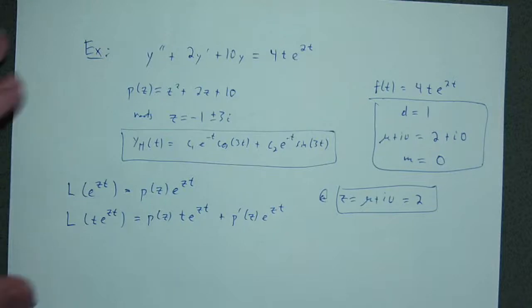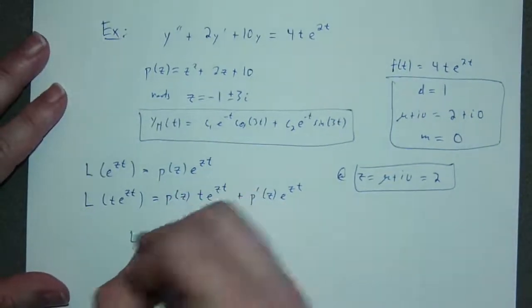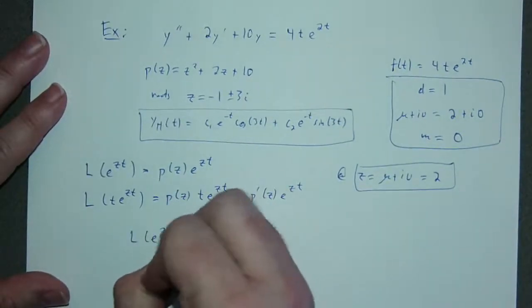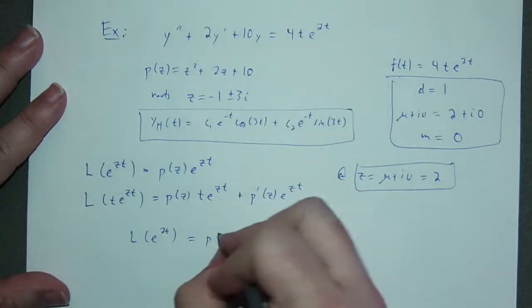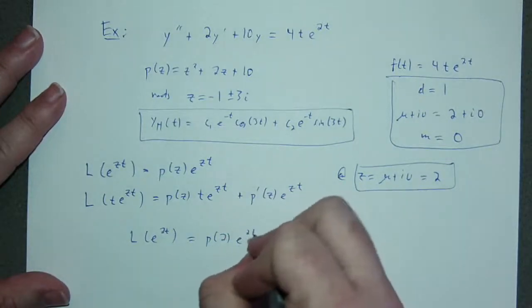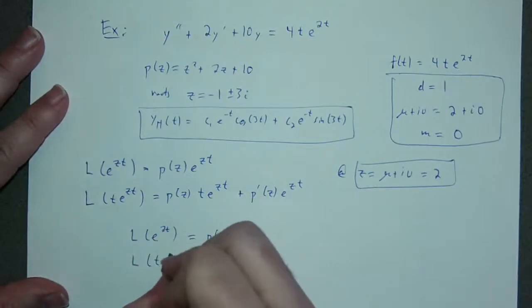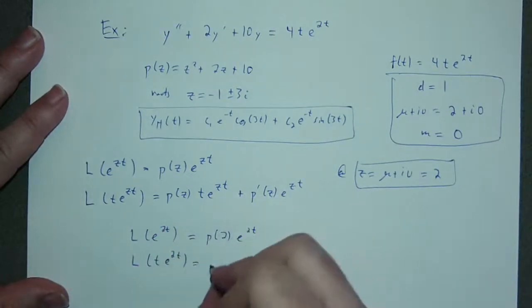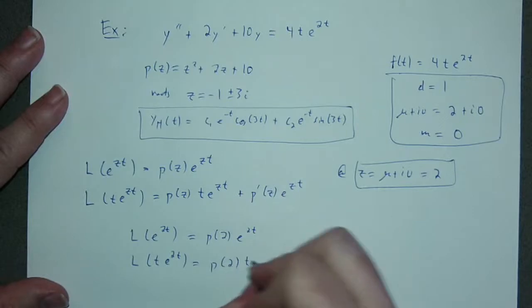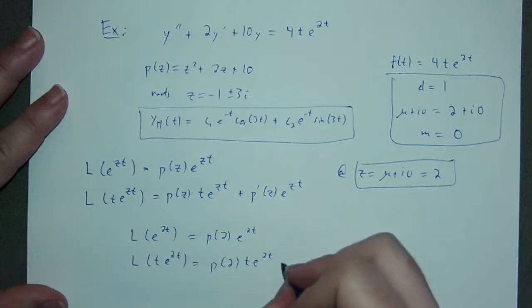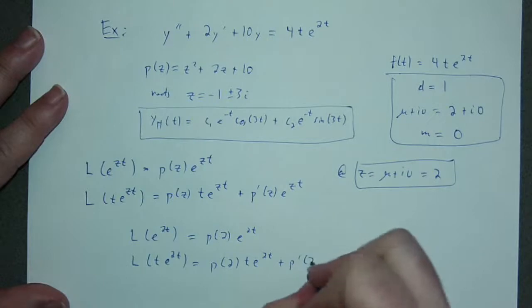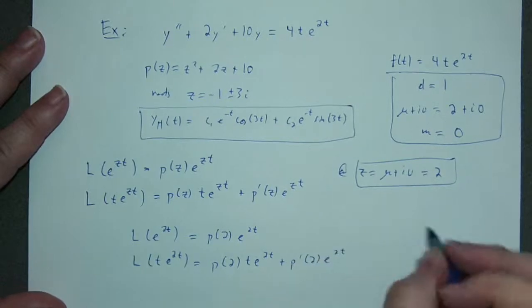So I get two expressions here. I get L of e to the 2t is equal to p of 2 e to the 2t. And I get L of t e to the 2t is equal to p of 2 t e to the 2t plus p prime of 2 e to the 2t.